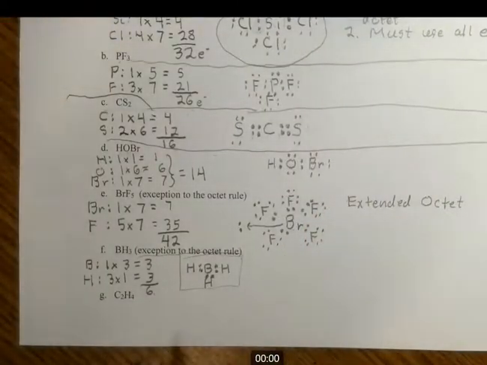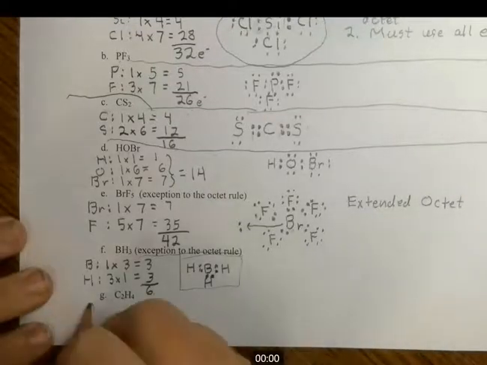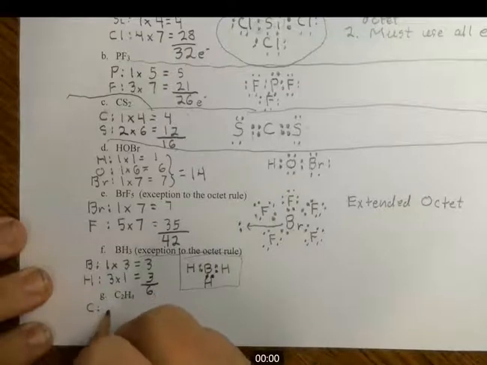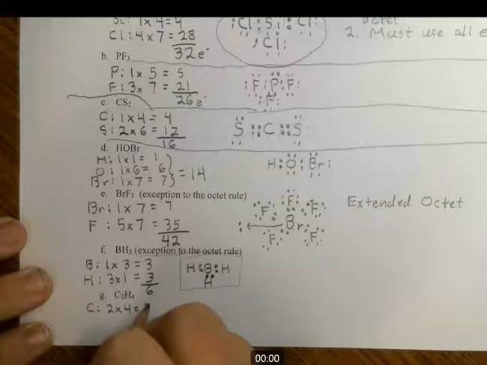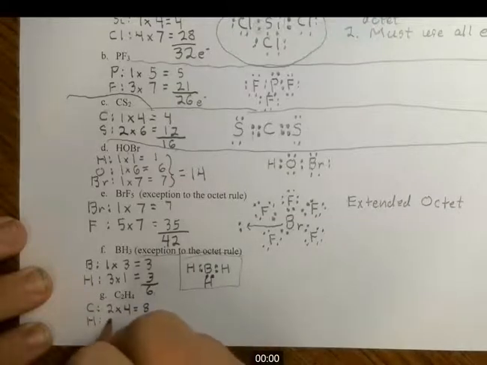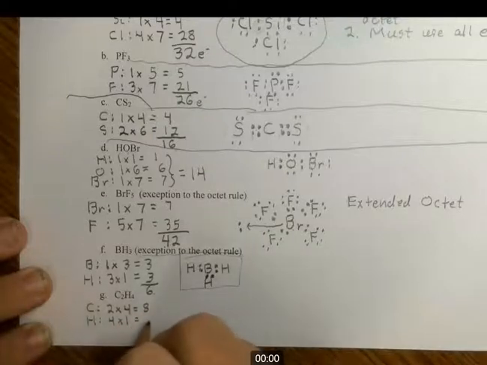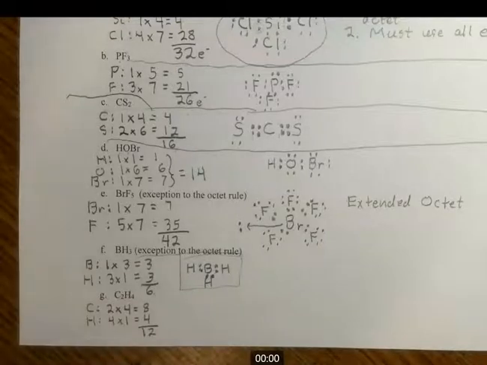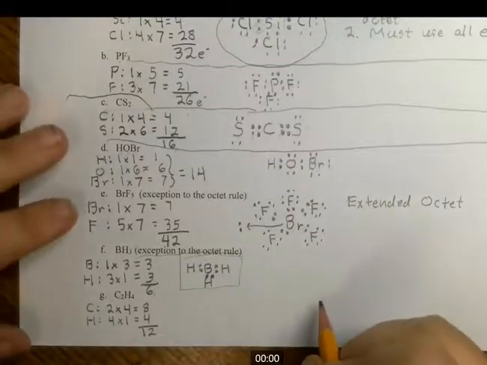Okay, next one is ethylene. It's C2H4. So again, let's follow our rules. Determine the total number of valence electrons. So carbon, there's 2 carbons times 4 valence electrons for carbon is 8. Hydrogen, there's 4 hydrogens times 1 for each. That gives us 4. And if you add those, you end up with 12 electrons total that we need to account for. Let me move over here.